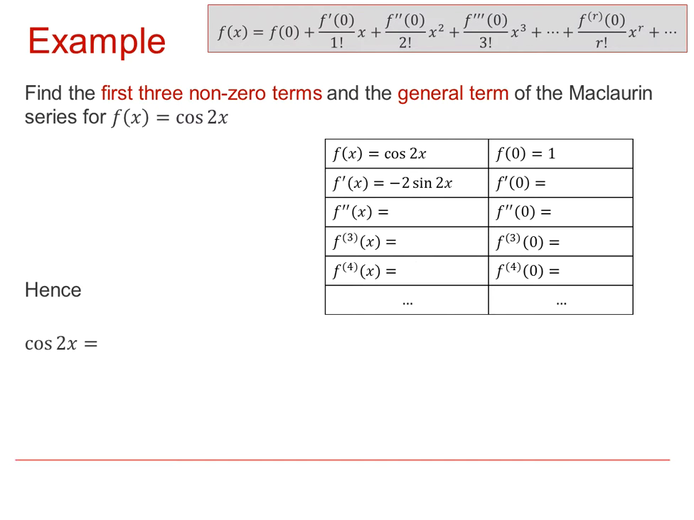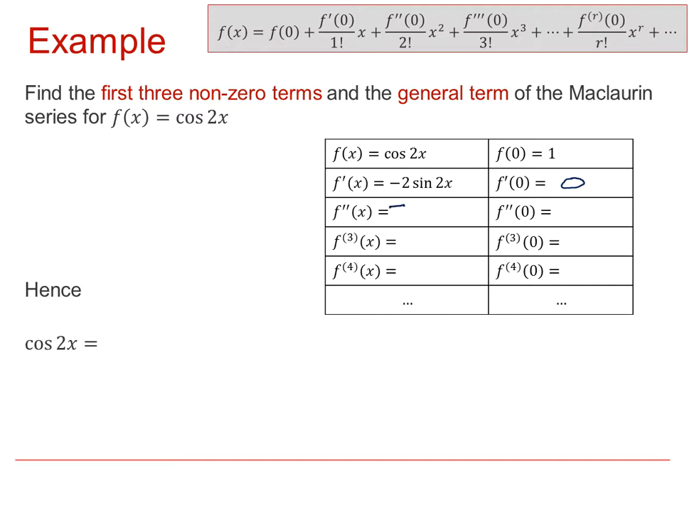In this example, we are asked to find the first three non-zero terms and then also the general term for the Maclaurin series for f(x) equals cos 2x. Here we can see that f(x) was cos 2x, so the function value at x equals 0 was 1. The derivative is minus 2 sin 2x, and as sin of 0 is 0, that value there is 0.